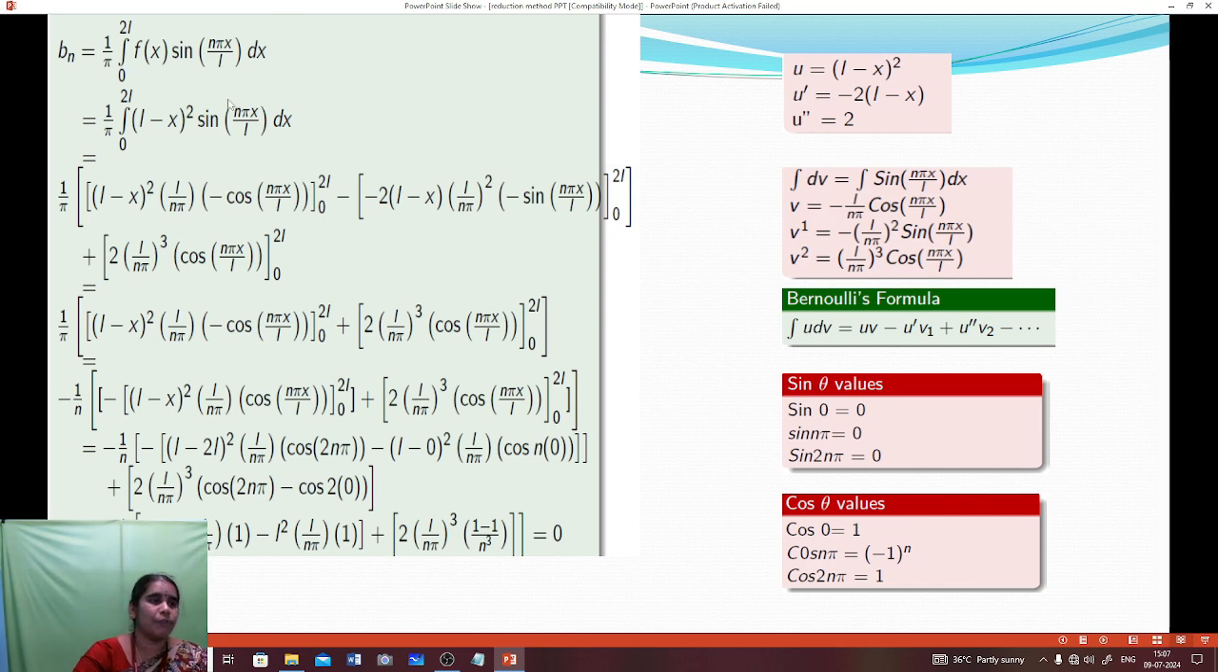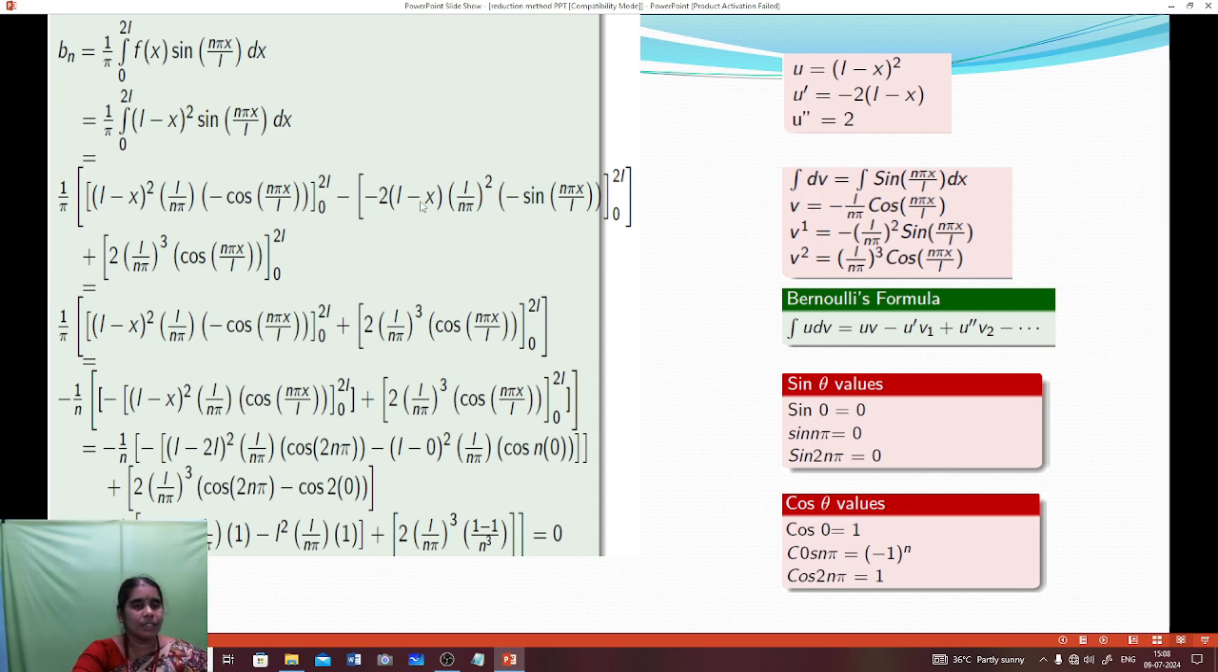For Bn, this is our formula. What is our Fourier series Bn formula? 1 by pi, 1 by L, integral 0 to 2L, f of x into sin n pi x by L into dx. We are going to substitute our f of x by the given function, L minus x the whole square. Next, what is our Bernoulli formula? uv, u dash v1, u double dash v2, etc. Same way, find our u, find our dv. Differentiate our u's, integrate our v's, and substitute the values in our Bernoulli formula: u into v minus u dash into v1 plus u double dash into v2.